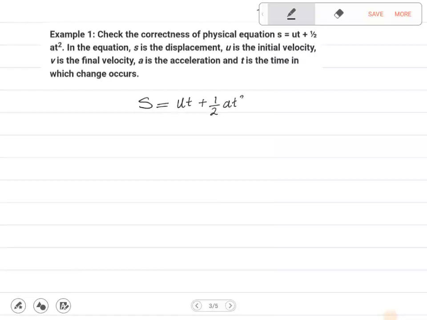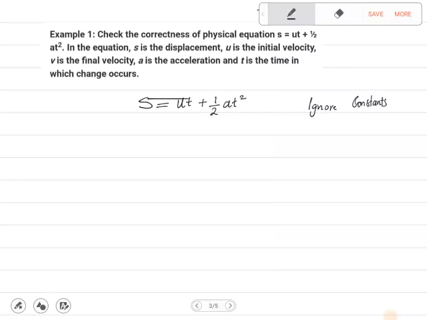The displacement is equal to initial velocity times time, plus half AT squared. Now, there's something that you have to know when it comes to dimensional analysis. You ignore, and I repeat, ignore constants, such as these numbers. Ignore numbers as you are dealing with dimensional analysis.